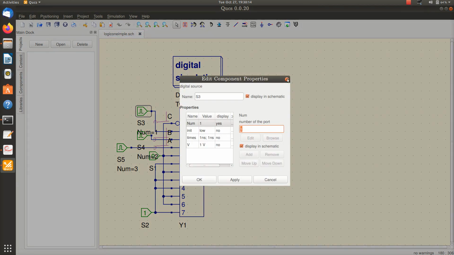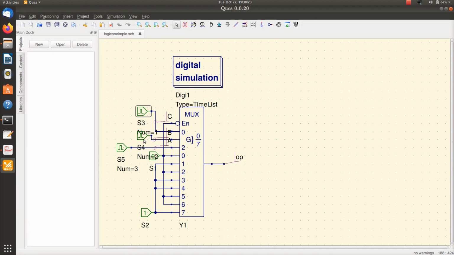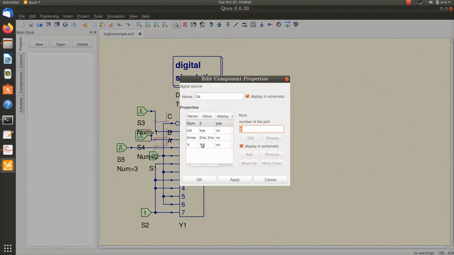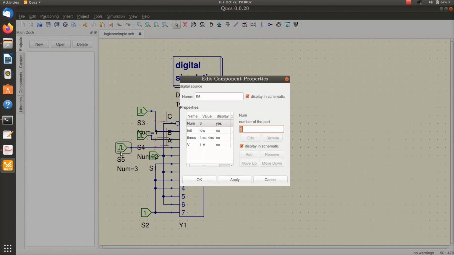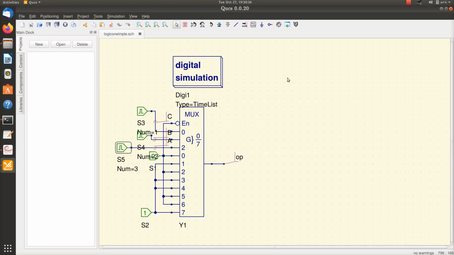C is the LSB. I keep it low for 1 nanosecond and high for 1 nanosecond. Then the next bit is a 2 nanosecond pulse, and this is the MSB, a 4 nanosecond pulse. So here I give the ABC. Based on these values, we will check the output truth table for M0 by running this simulation.